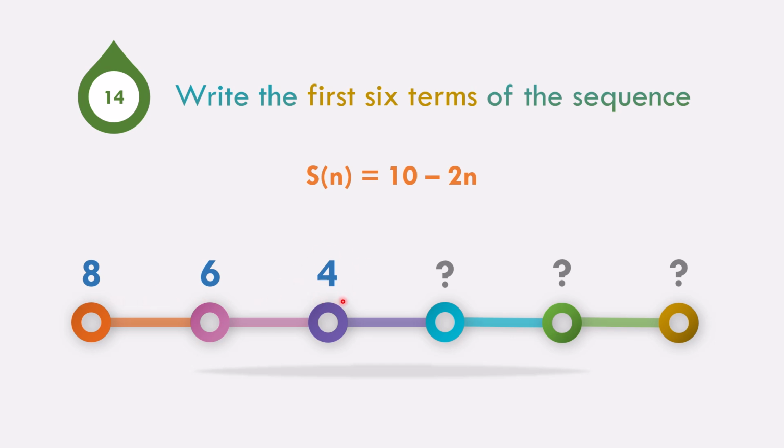So we need to subtract for the next 3 terms. So 4 minus 2 is 2. 2 minus 2 is 0. And then 0 minus 2, that is negative 2. So the first 6 terms of the sequence are 8, 6, 4, 2, 0, and negative 2.